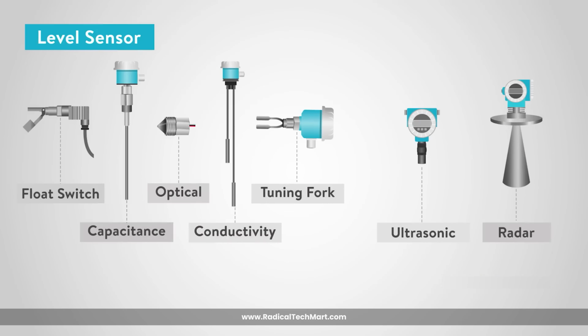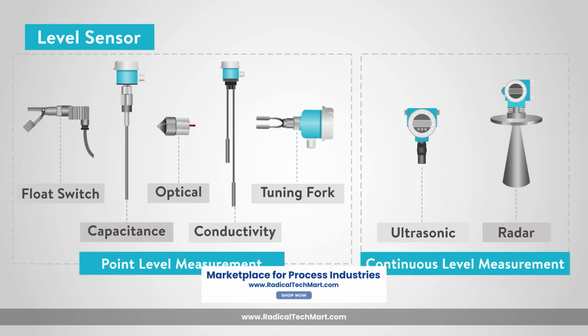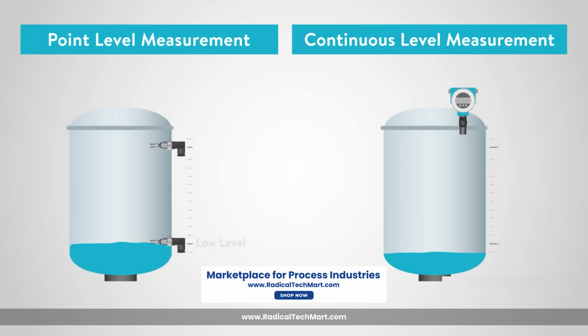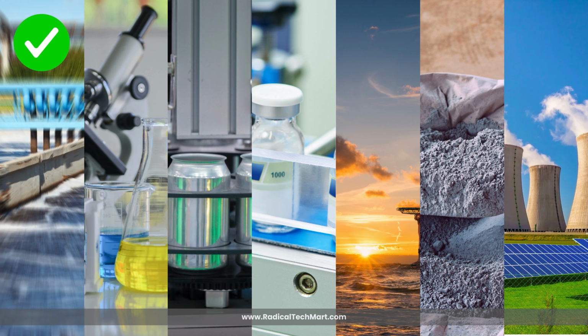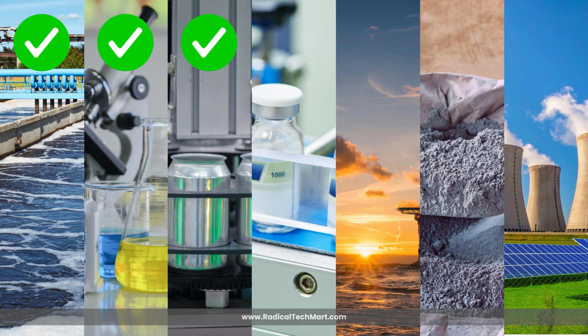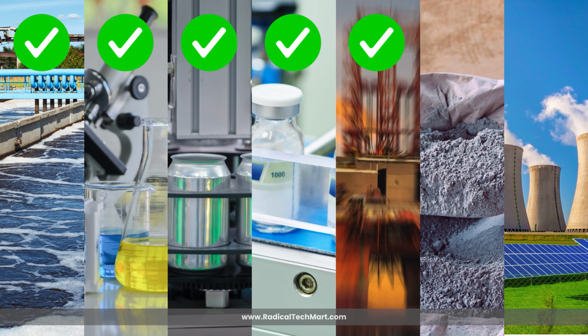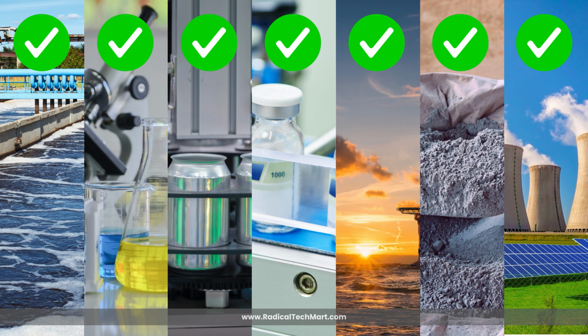First, let's start with what a level sensor is. A level sensor detects the level of material, either liquid or solid, inside a tank, vessel, bin or silo. It can be used for continuous measurement or point level detection. These sensors are essential in industries like water and wastewater, chemicals, food and beverage, pharmaceuticals, oil and gas, cement, power plants, and many more.